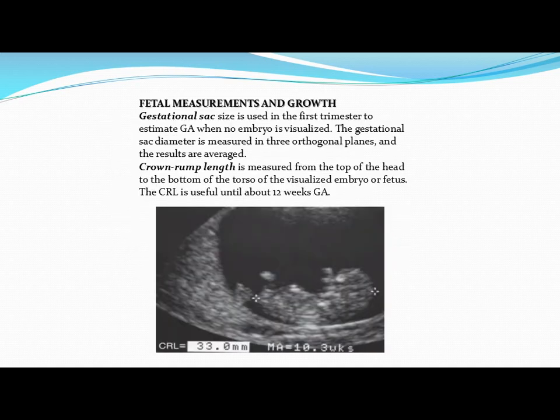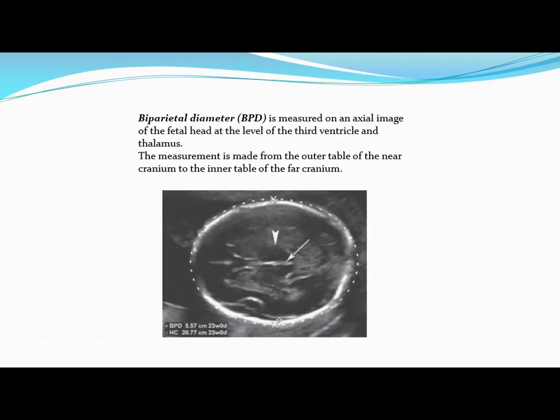Fetal measurements and growth. Gestational sac size is used in the first trimester to estimate gestational age when no embryo is visualized. The gestational sac diameter is measured in 3 orthogonal planes and the results are averaged. Crown rump length is measured from the top of the head to the bottom of the torso of the visualized embryo or fetus. The crown rump length is useful until about 12 weeks of gestation.